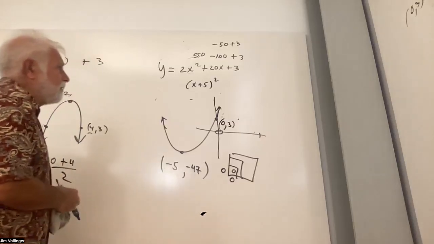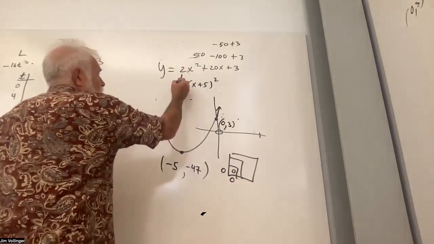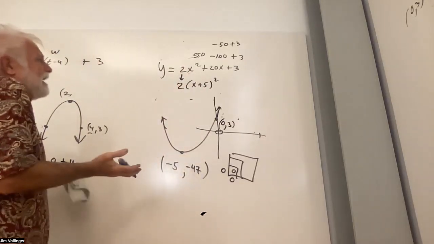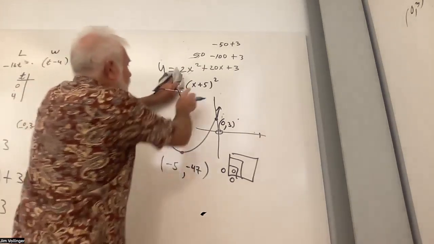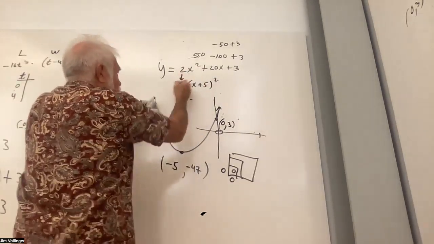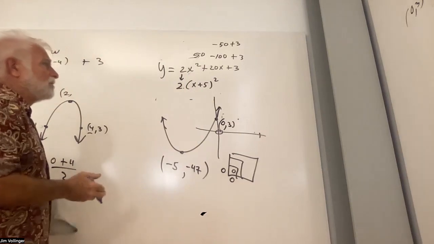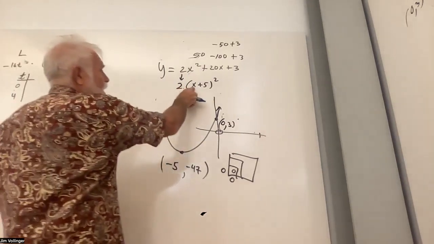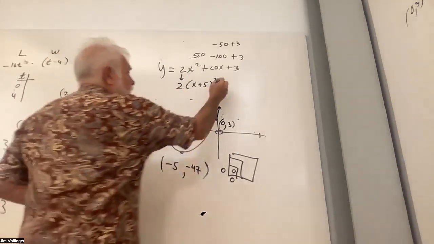So what do I have here? I can take the 2, it's handed to me. Right now I have x squared, and I need 2 of them. I hope that makes sense. And also I now know what happens when I put a negative 5 in. I get minus 47.